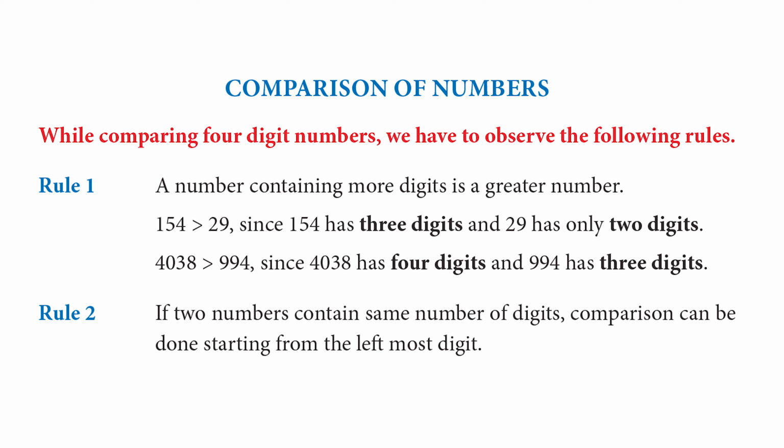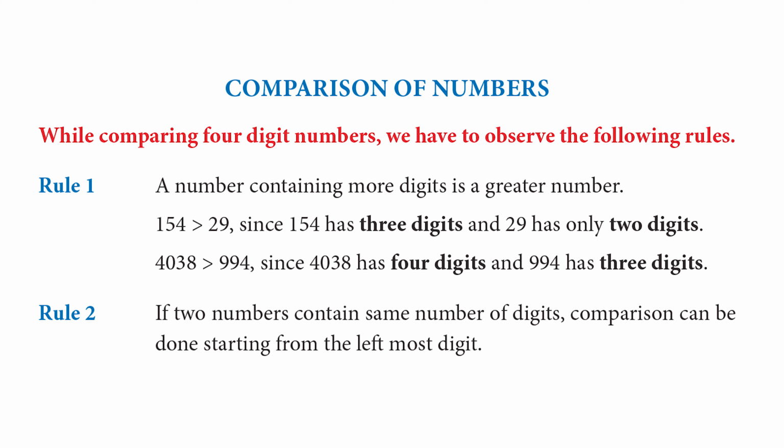154 is bigger than 29 because it's easy. 154 is having three digits, and 29 has only two digits. So by the first look itself we can understand. Now sometimes there are digits that are equal, that is, there are two 3-digit numbers and you are asked to find which is the greater one, then you have to use step 2. If two numbers contain the same number of digits, then the comparison can be done starting from the leftmost digit.